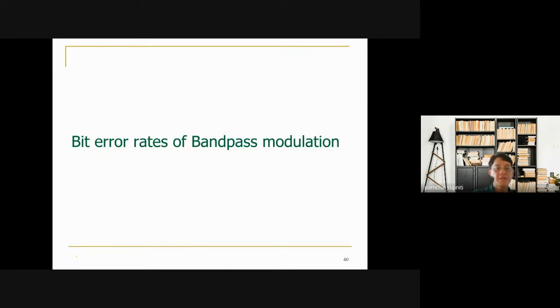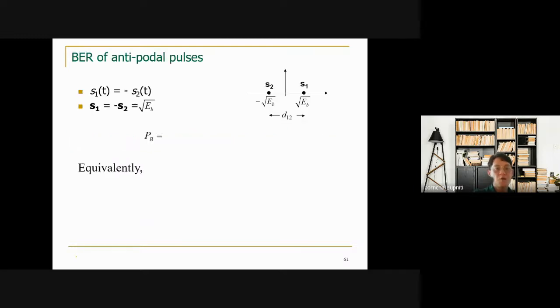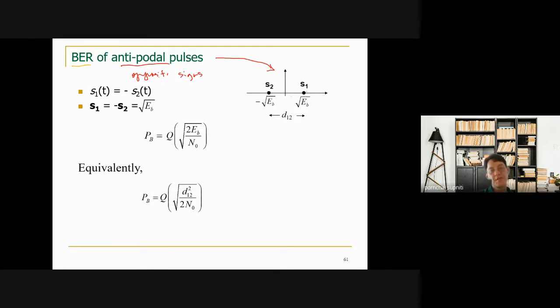So let's look at the bit error rates for bandpass modulation schemes. First of all, if we consider the bit error rate for antipodal pulses, meaning pulses that have opposite signs, and when you draw them in the vector diagram, this is what you have: two vectors with opposite values. For this type, during the lecture before the midterm, we already saw that the bit error rate is the Q function of square root of 2EB over N0, where EB represents the energy of each symbol or each bit or each vector.